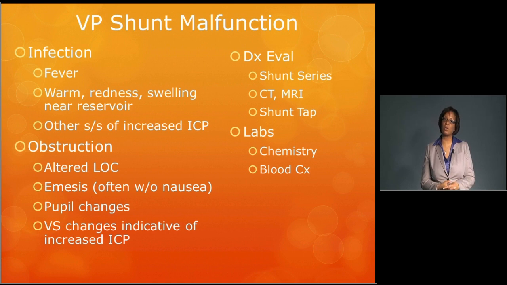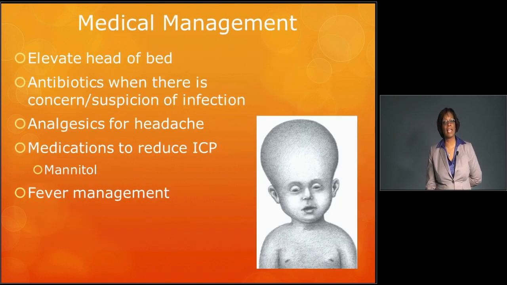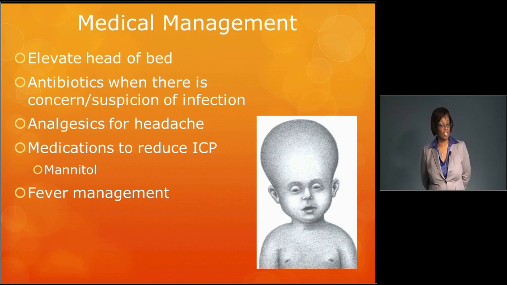A practitioner may also consider doing a shunt tap, in which they actually take CSF from the reservoir of the shunt. They just use a butterfly needle, go right in, pull some fluid off, and send that off to the lab. Of course, we're going to do our BMP and our blood culture as well, especially if they have infection. We want to elevate the head of the bed. If there's a chance of infection, we're going to go ahead and give antibiotics, analgesics for their pain. We may also do medication that helps to decrease the ICP, such as an osmotic diuretic, such as mannitol, and of course control their fever.